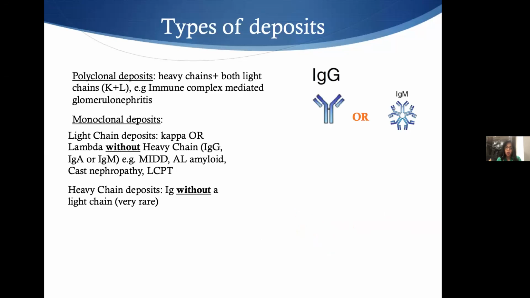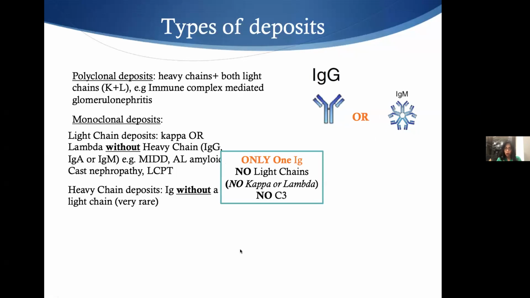The second scenario is that I get only heavy chain deposits. I get an immunoglobulin without a light chain. So I get either IgG, which is much more common, rarely IgM, no IgA, no kappa and lambda, no C3. So you only detect an immunoglobulin without its light chains. This is also abnormal, because the normal is that if I'm going to detect IgG, I have to have kappa and lambda with it. But in this scenario, no free light chains, no C3 deposits, only the heavy chains.